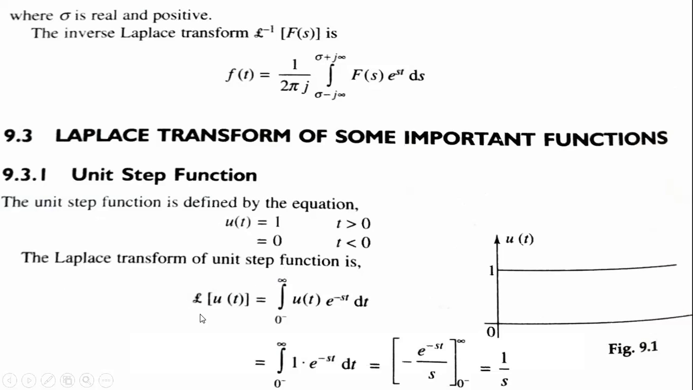So L is nothing but the Laplace of u of t. It will be equal to the integral from 0 minus, that is, before switching, before the initial time, up to infinity. That's why it is the integral from 0 minus to infinity of u of t times e raised to the power minus st dt.